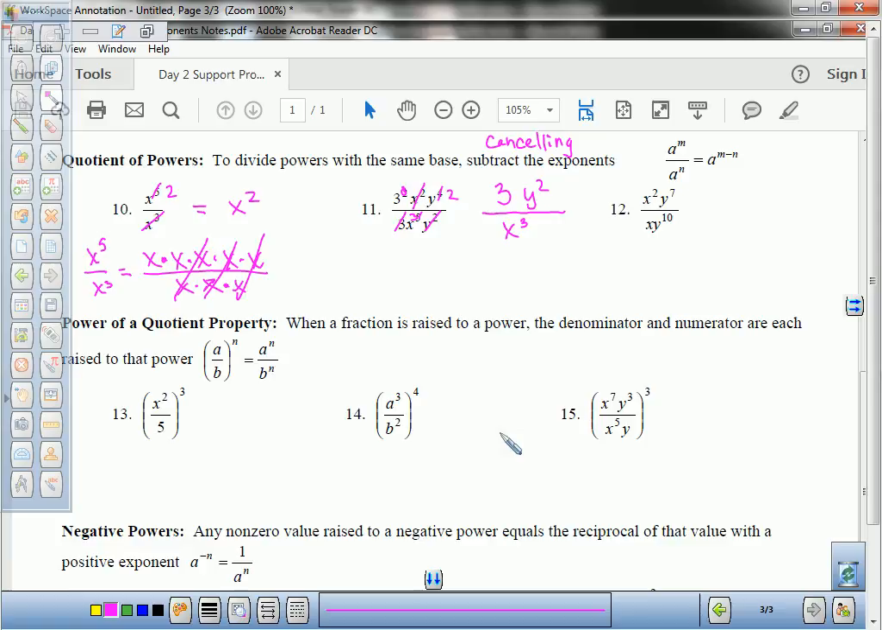Wait, so why does the bottom 3 cross out and the top one doesn't? Like, why do you write the 3 up? Okay, because up here we had 2. So here we have 1 3. So this 1 cancels with one of those and leaves 1. Oh, okay.